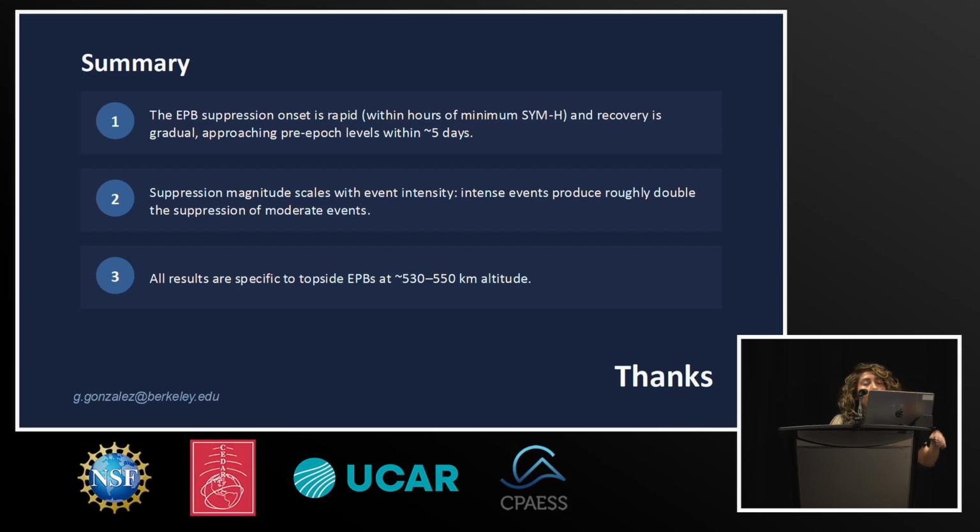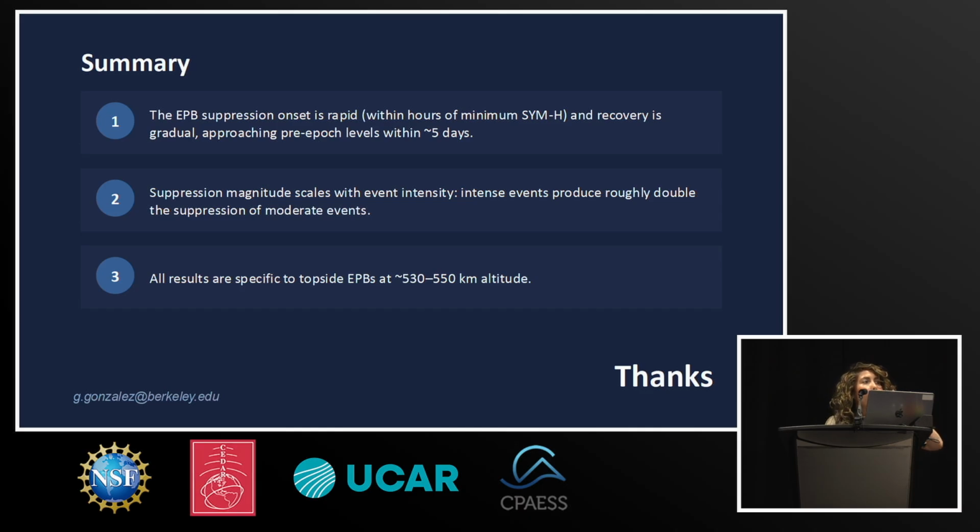So to summarize, the main results of this work are that pre-midnight equatorial plasma bubble occurrence rate diminished just hours after the minimum CMH and recovers gradually on the subsequent days, and that this decrease is more pronounced for intense events.